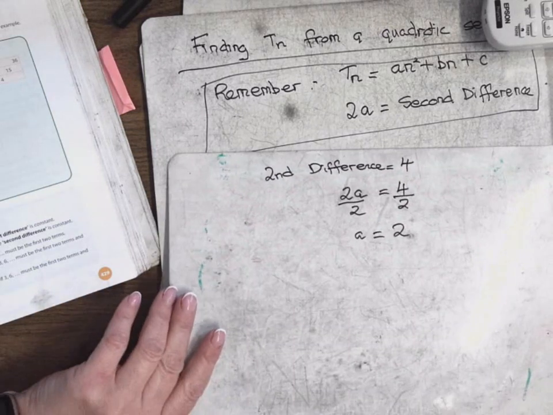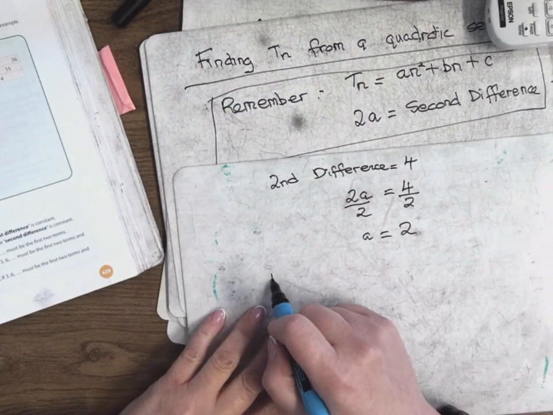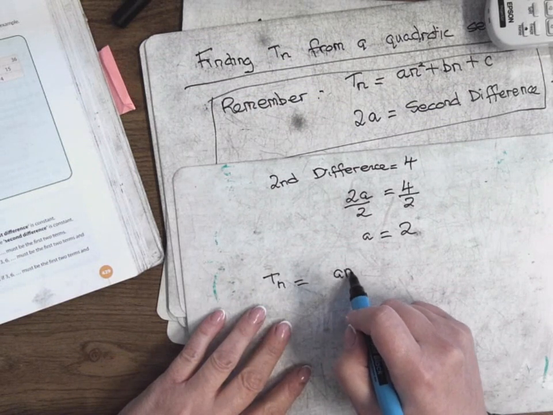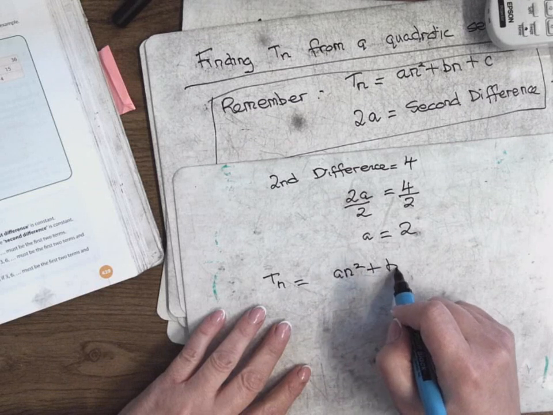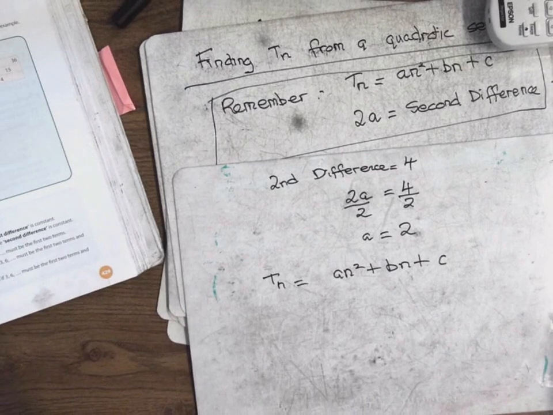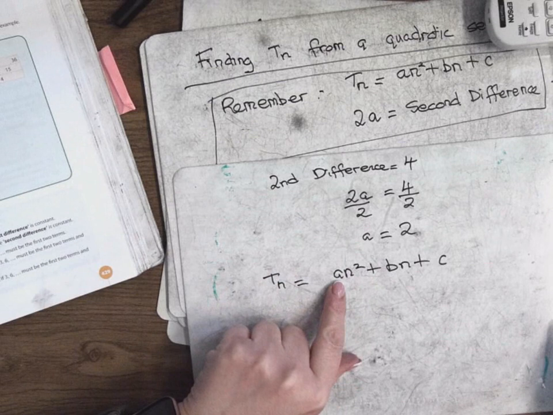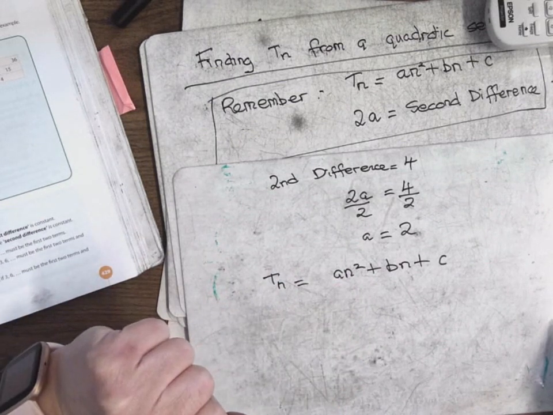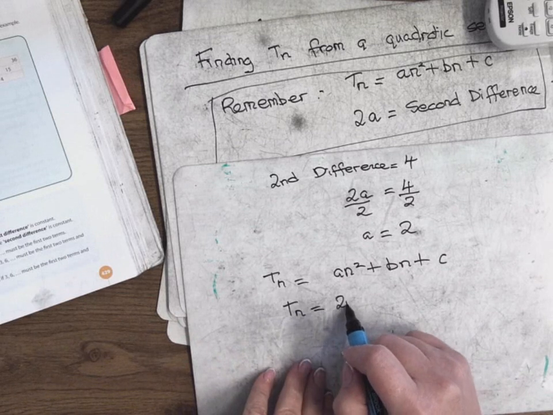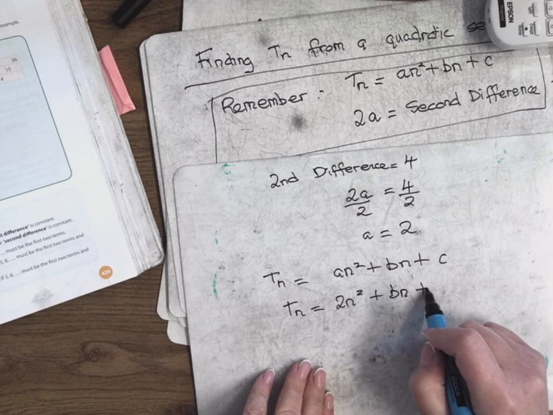So that's that fact. I've just used that. Now I also know that Tn is equal to an squared plus bn plus c. Right? That's the second fact that I pulled out of my head. But I know that a is actually what? What does it stand for? 2. So it's actually Tn equals 2n squared plus bn plus c.